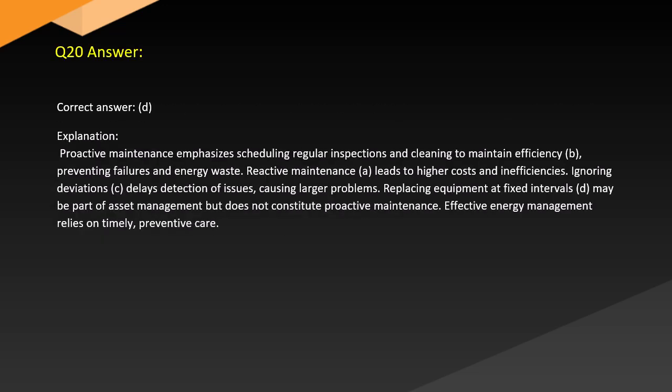Answer. Correct answer: D. Explanation: Proactive maintenance emphasizes scheduling regular inspections and cleaning to maintain efficiency. B. Preventing failures and energy waste. Reactive maintenance, A, leads to higher costs and inefficiencies. Ignoring deviations, C, delays detection of issues, causing larger problems. Replacing equipment at fixed intervals, D, may be part of asset management but does not constitute proactive maintenance. Energy management relies on timely, preventive care.